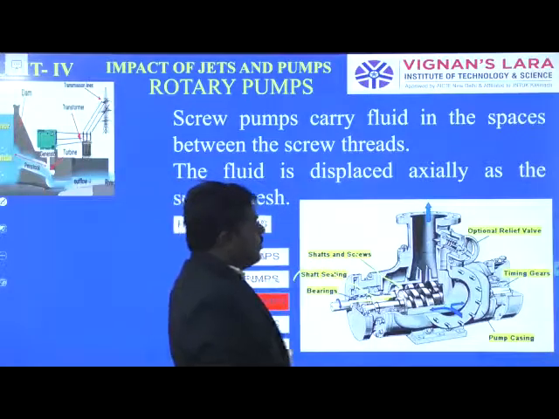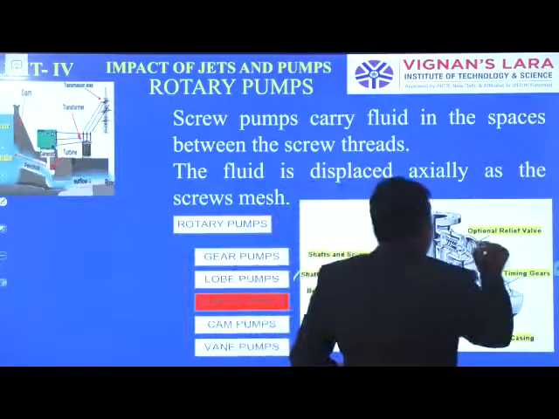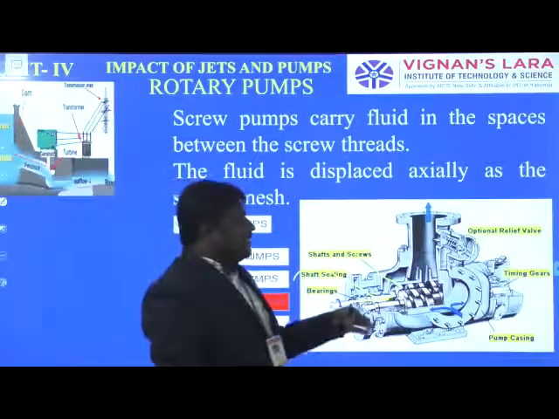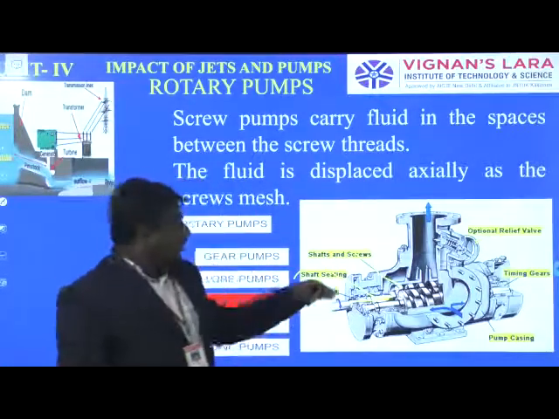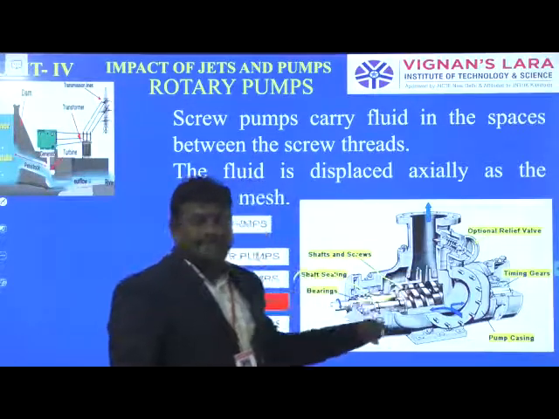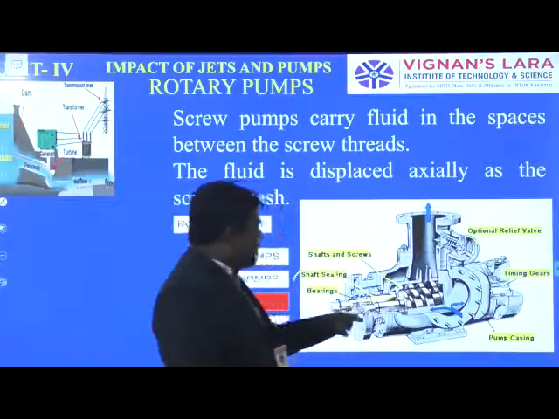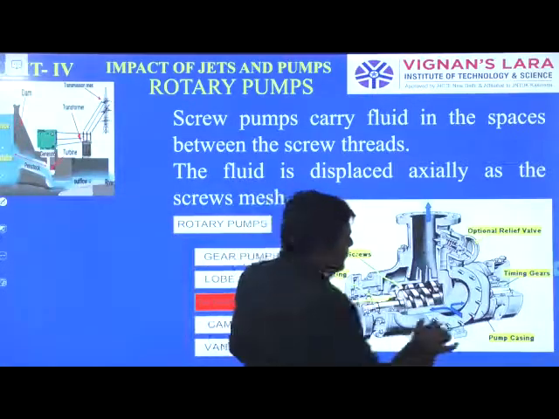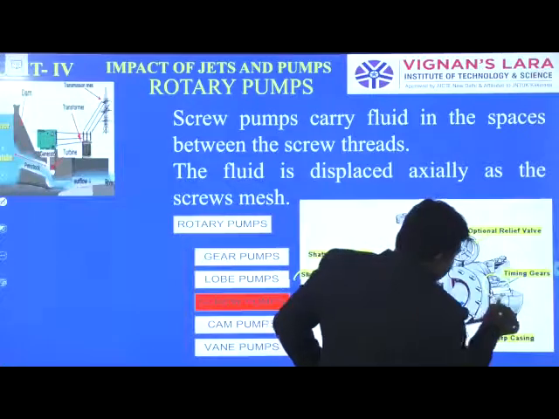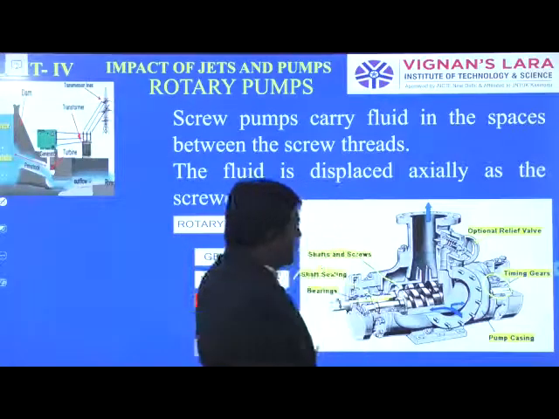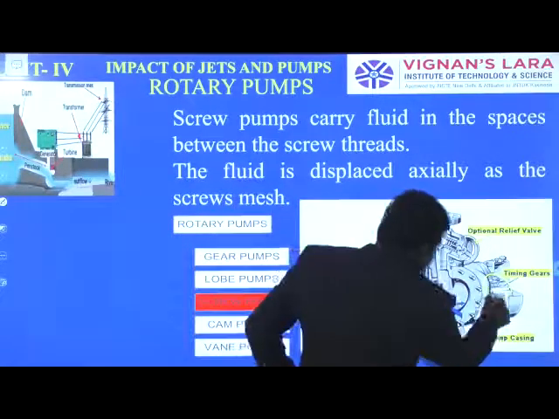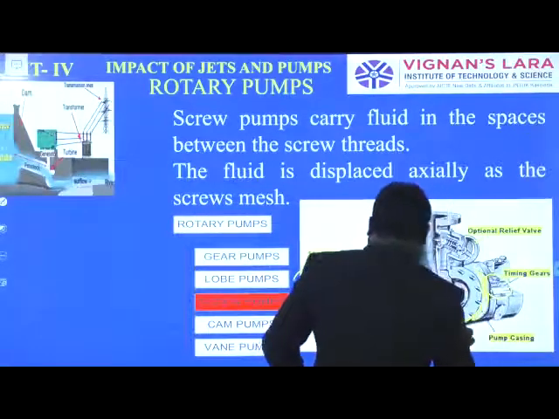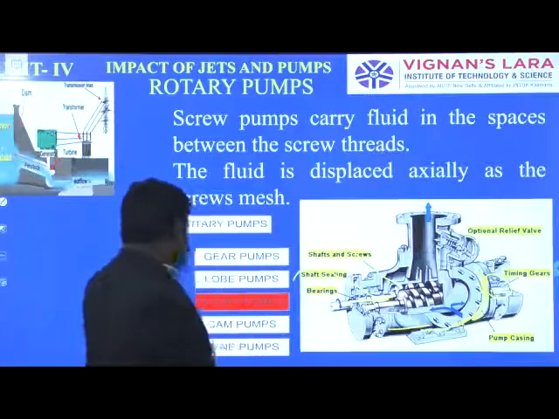Then the optional relief valve. Here two types of valves are there. One is the inlet valve and the optional relief valve will be there. After that, this is the timing gears. We will see here, this is the timing gears. This part belongs to timing gears. Then the pump casting. This is the overall pump casting. So this is the main part of the screw pumps.